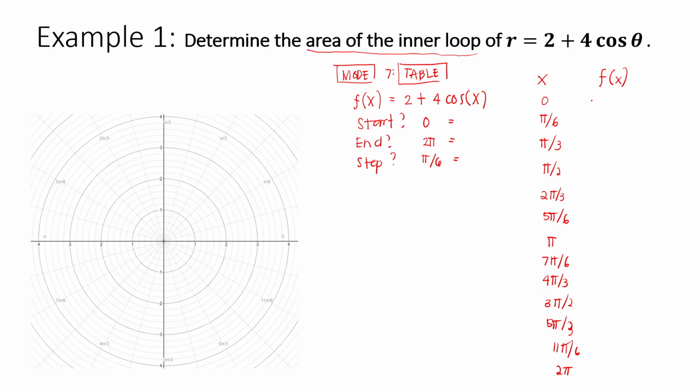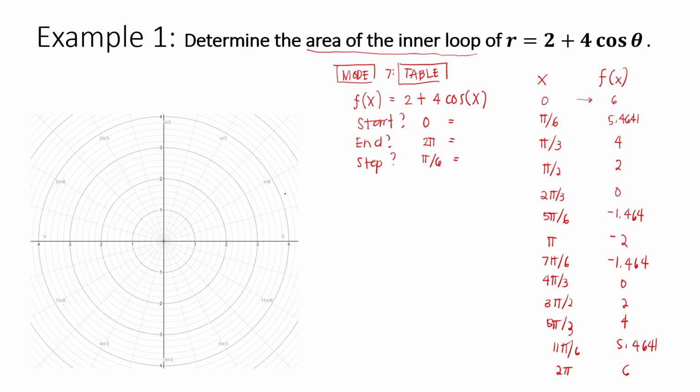For the values, you have to write these because your graph should not magically appear in your solution. So 6, and then 5.4641, 4, 2, 0, then negative 1.464, then negative 2, negative 1.464, 0, 2, 4, 5.4641, and lastly 6.